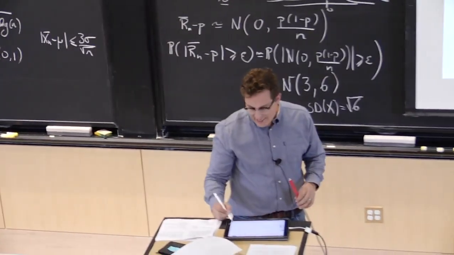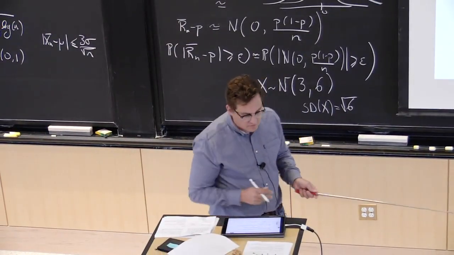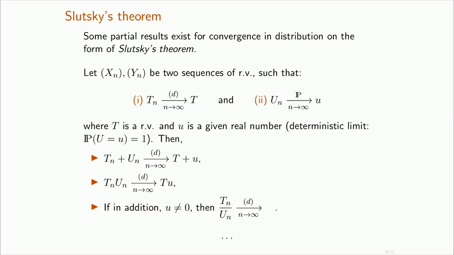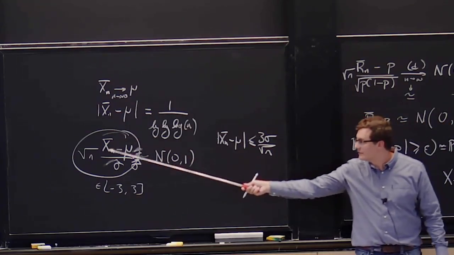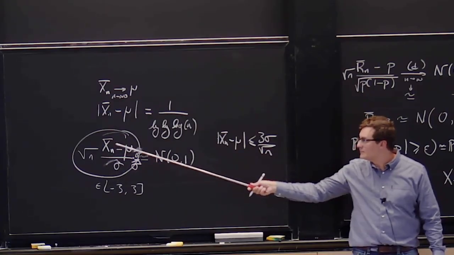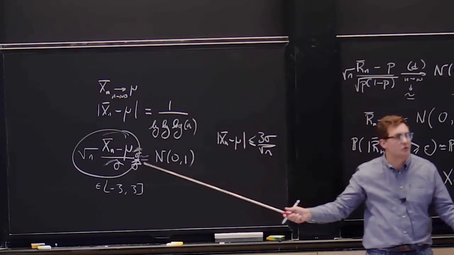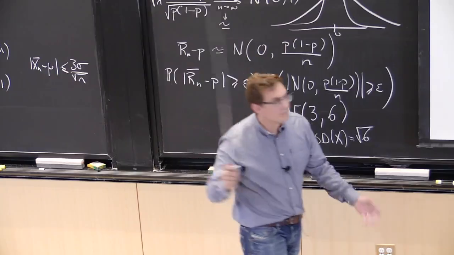So let's see what happens for convergence in distribution. There's something called Slutsky's theorem. Slutsky's theorem tells us that if you have two sequences of random variables, and the first one converges in distribution to some other random variable T, so the distribution of this guy converges to the distribution of that guy, think of this thing: square root of n, Xn bar minus mu, divided by sigma. This thing converges to a standard Gaussian.